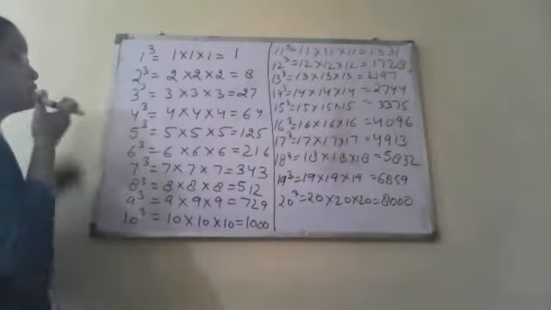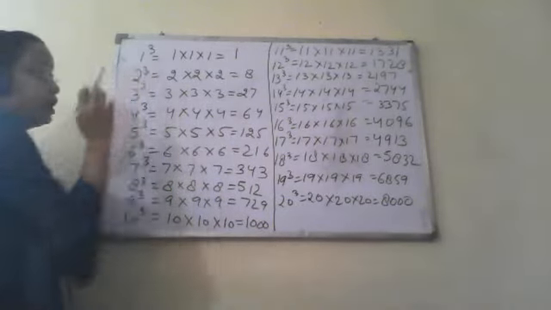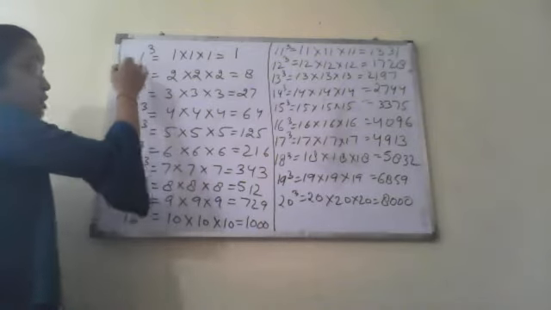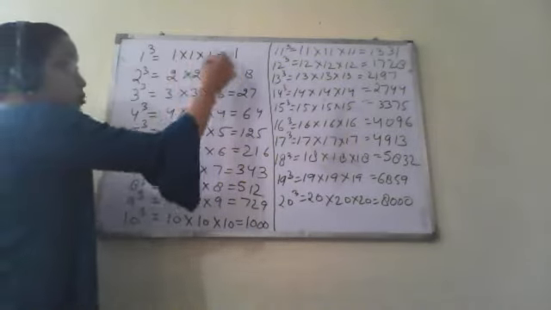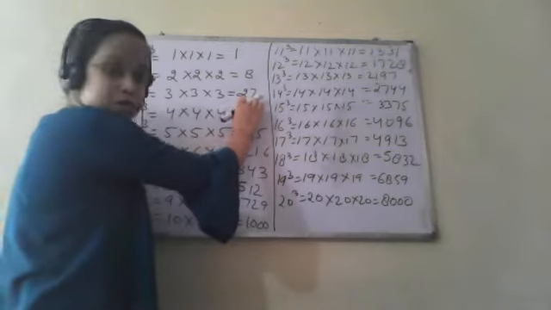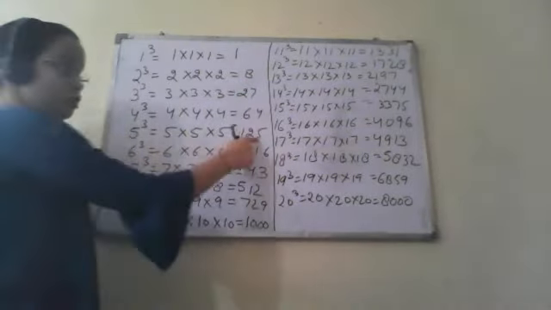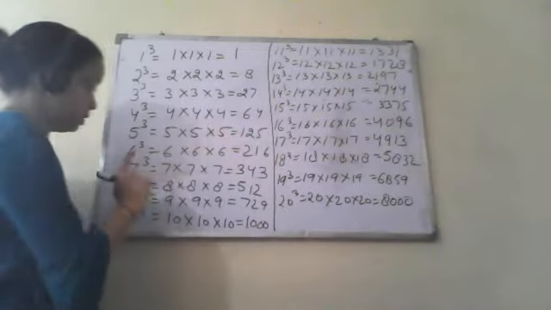Now there are certain patterns. See, there are certain odd numbers like 1, 3, 5, 7, 9. If we look at these numbers, the cube of an odd number will always be odd. In case of 1, the cube of 1 is 1. The cube of 3, which is an odd number, is 27, which is also an odd number. If we say 5, the cube is 125, which is also an odd number.